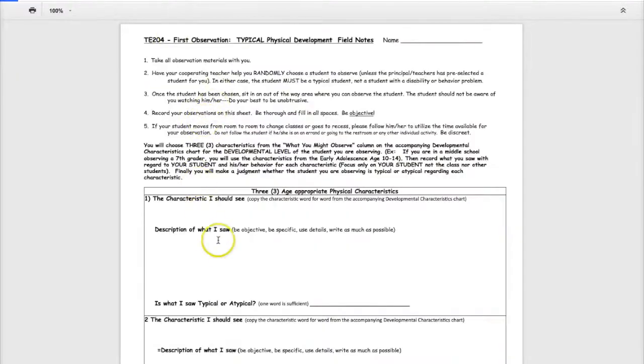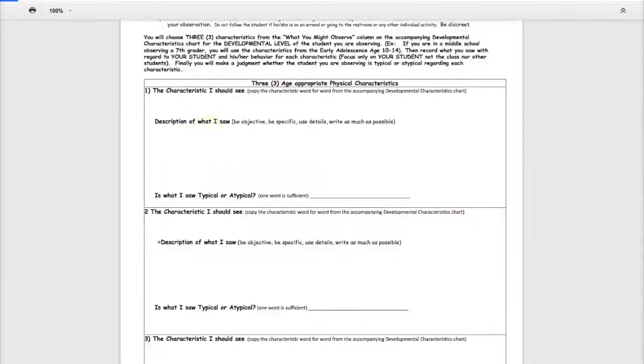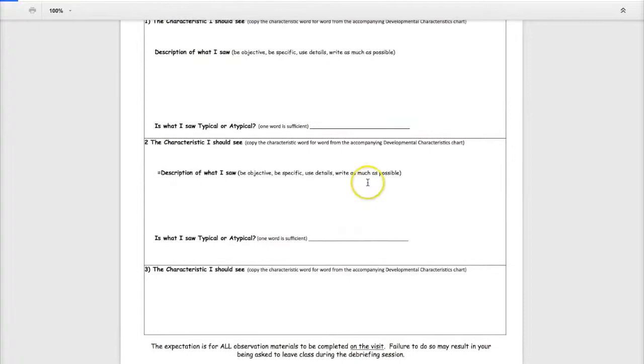That's my first one. Second one I'm going to be looking for, I'm going to pick another one out of this list. Usually 1, 2, and 3, and especially in this case, are going to be the easiest to see. So you're going to transfer those word for word. Here's where your second one would go. Here's where your third one would go. And then on the visit, you're actually going to look for specific information.